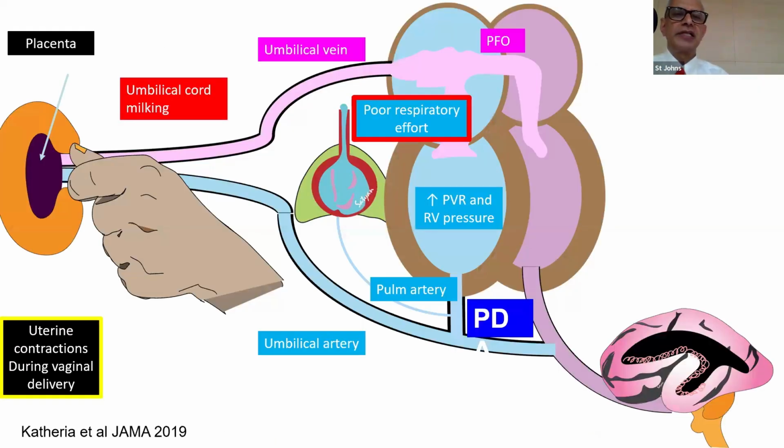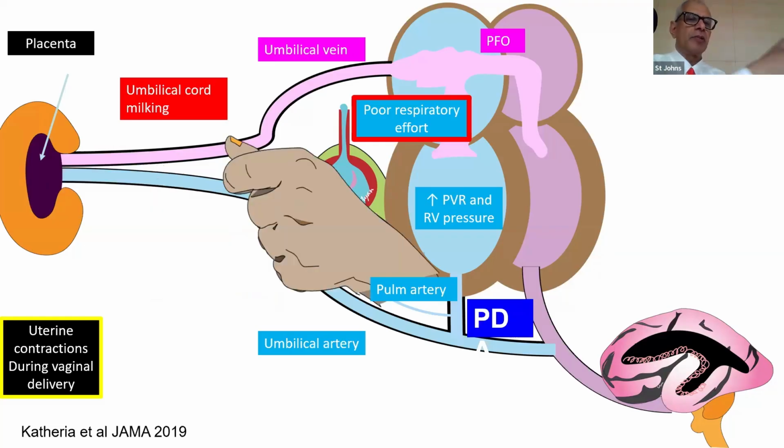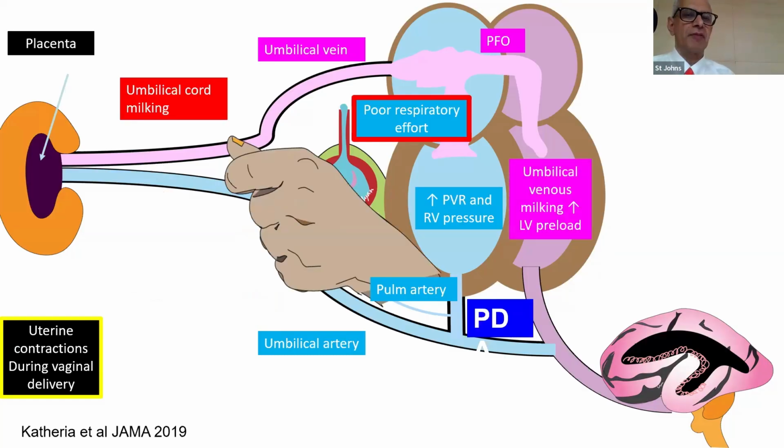So the issue with milking in preterm babies is that if you milk the umbilical cord, there's a very high risk of developing intraventricular hemorrhage. And that's a big issue here. So what happens when you milk the umbilical cord is that what we want to happen is that all the blood in the umbilical vein should come over to the heart. That's what we want to happen.